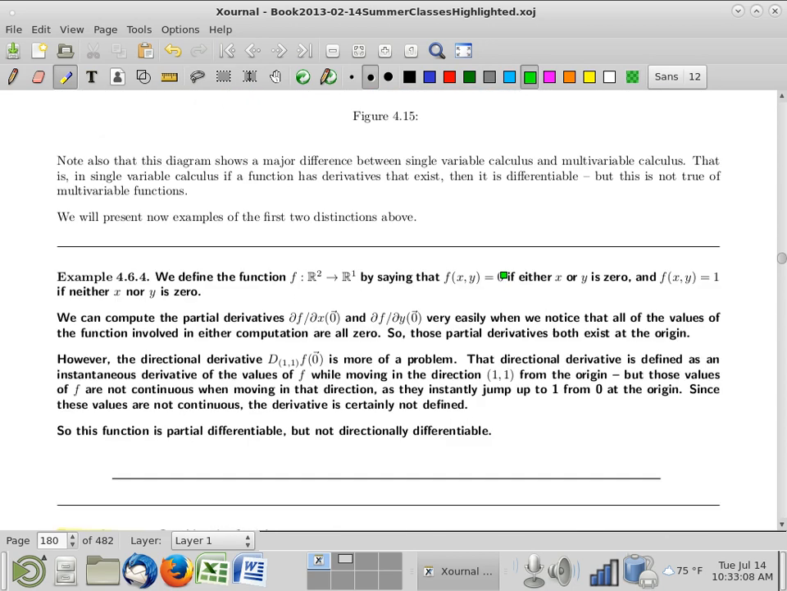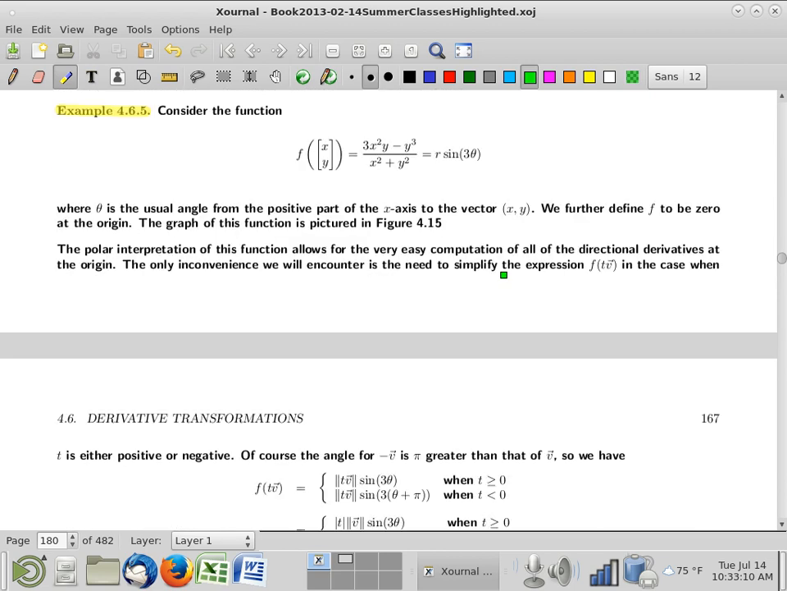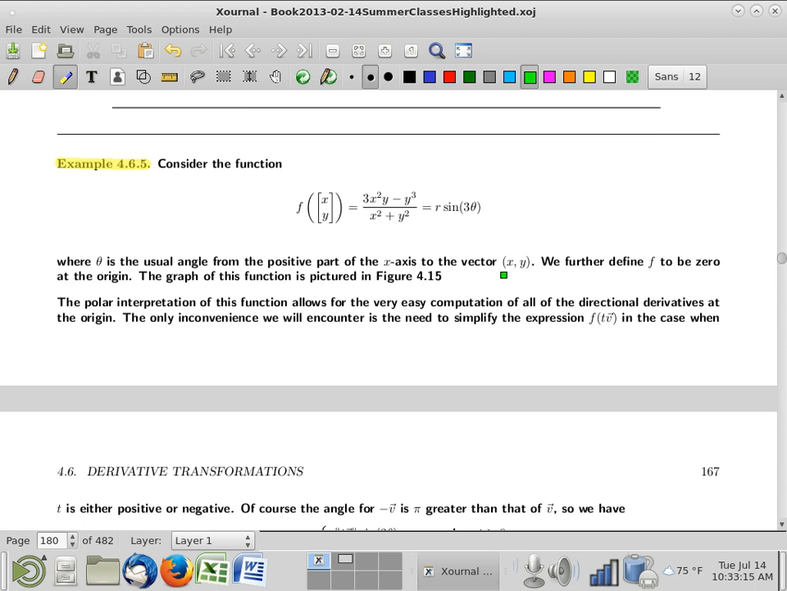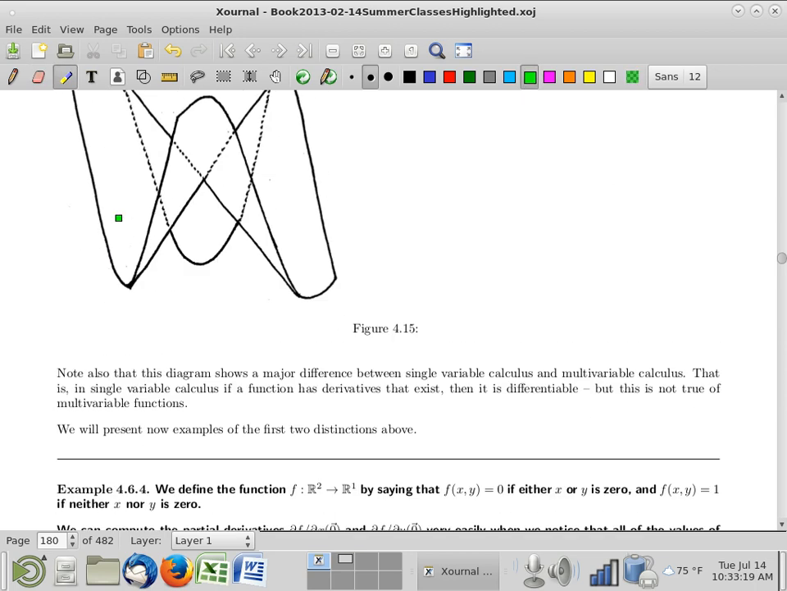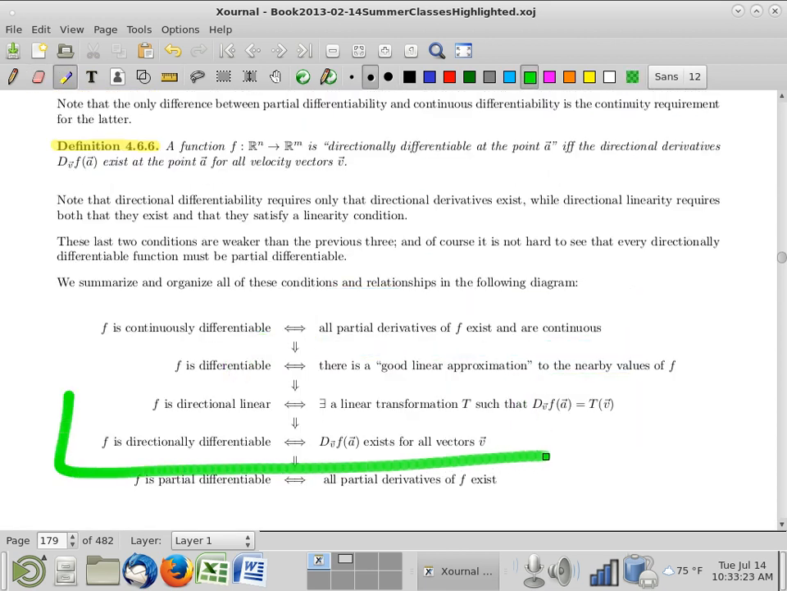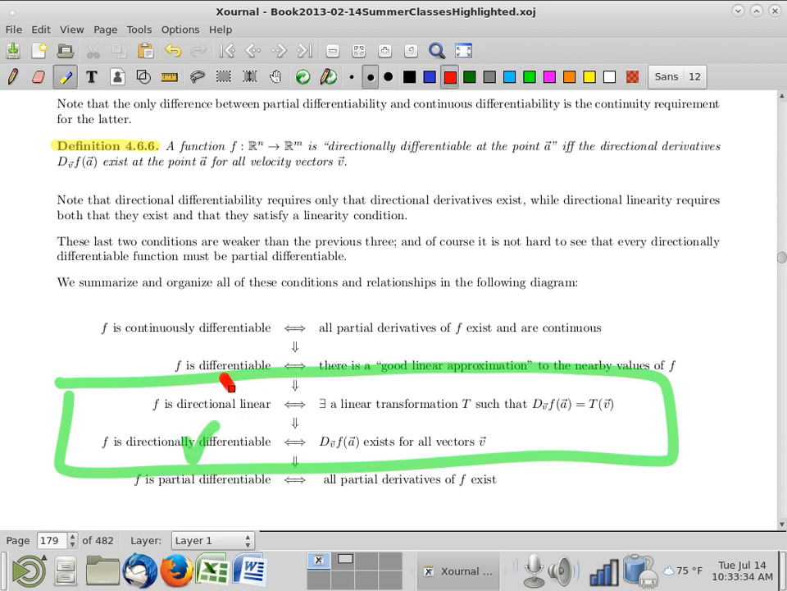Okay, last thing in this section, I'm going to show you one example. There's another example up here. You guys can read this one on your own. That's an easy one. But this one's a weird example. This is an example showing the difference between these 2 conditions. I'm going to show you a function that is directionally differentiable. So all the directional derivatives exist, but it is going to fail to be directionally linear. And it's a kind of a weird example, but it's also kind of a fun example.